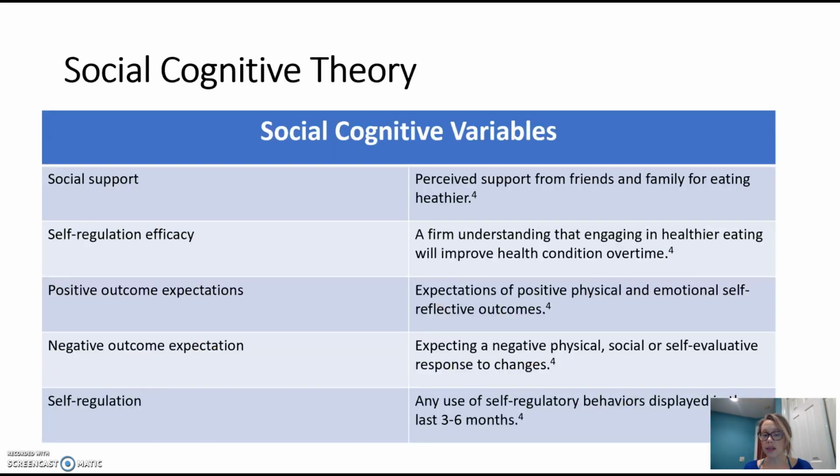As we've been discussing through this module, each individual is completely unique. So they have a variety of variables, factors, and constructs which contribute to their stage of change. Just quickly, I just want to discuss the social cognitive variables, which are the patient's perceived support that they have, their understanding of how changes will improve their condition, their perceived outcome, and their ability to self-regulate.